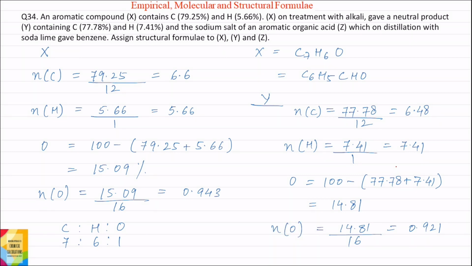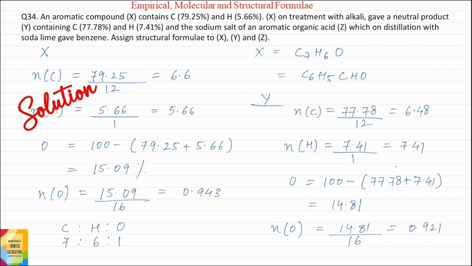Question 34. An aromatic compound X contains carbon 79.25% and hydrogen 5.66%. X on treatment with alkali gave a neutral product Y containing carbon 77.78% and hydrogen 7.41%, and the sodium salt of an aromatic organic acid Z, which on distillation with soda lime gave benzene. Assign structural formula to X, Y and Z.